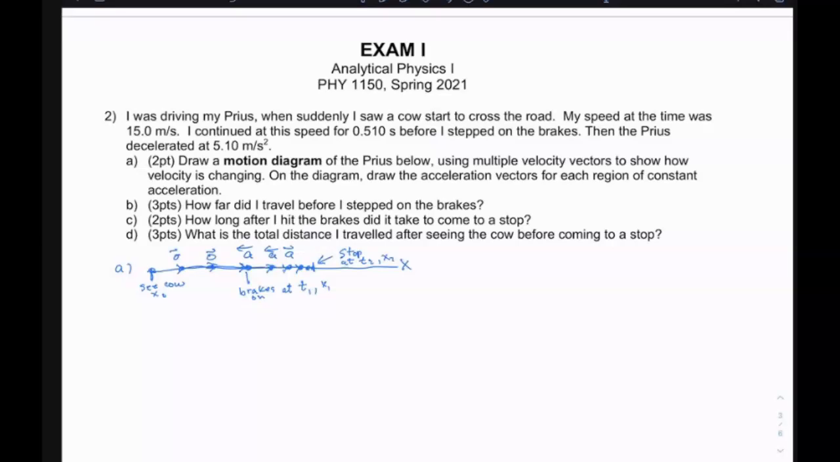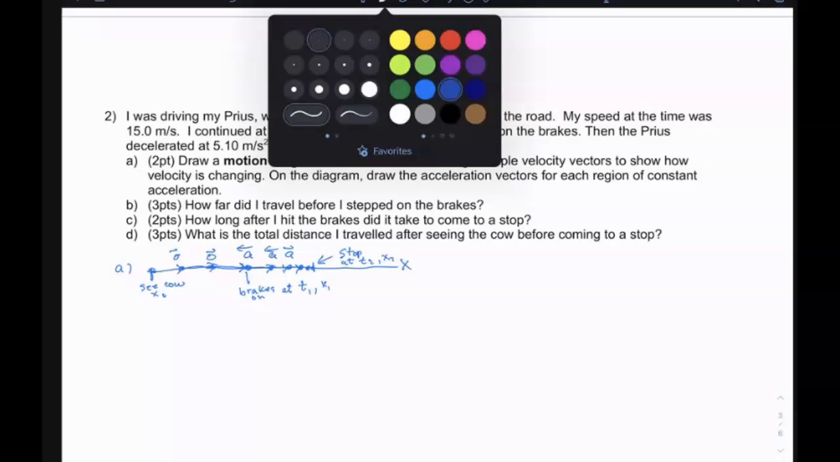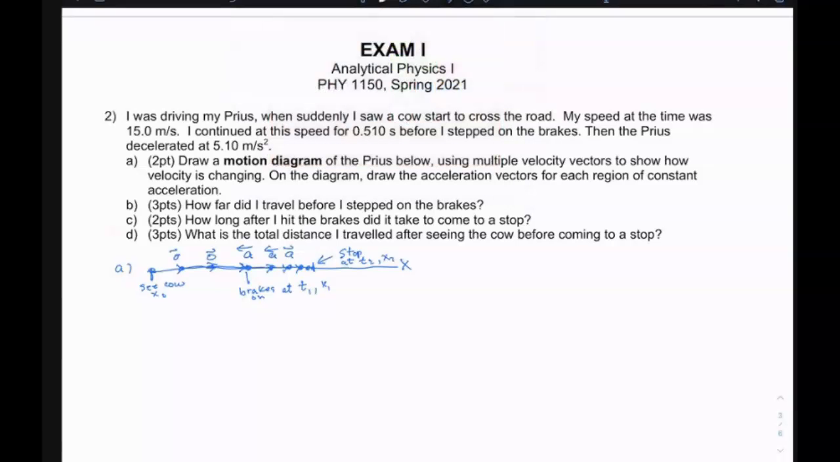Over on the far left of the drawing, right here, this is where I see the cow, and I call that position x0. And I show 3 frames after the x0. And at 2 of these frames, I denote that the acceleration is 0, and I also indicate that the velocity is to the right and is constant.